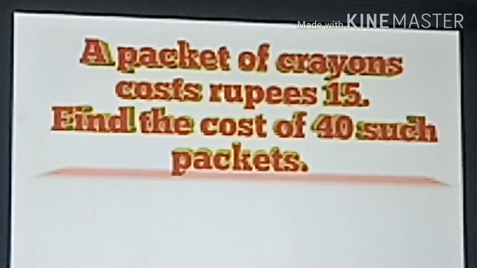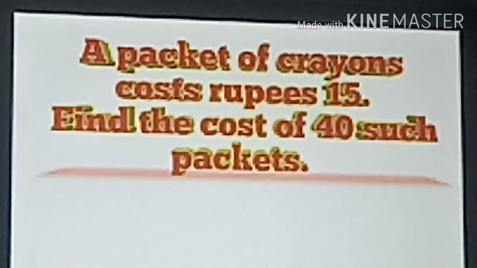Now here, when you read a word problem, you need to first find out the concept in it. There will be two main concepts in each and every word problem. Those aspects we need to identify and write down. Here, what is the problem about? A packet of crayons. So a packet of crayons is one aspect, and he has given the cost of those crayons. So the packet of crayons and the cost are the two aspects.